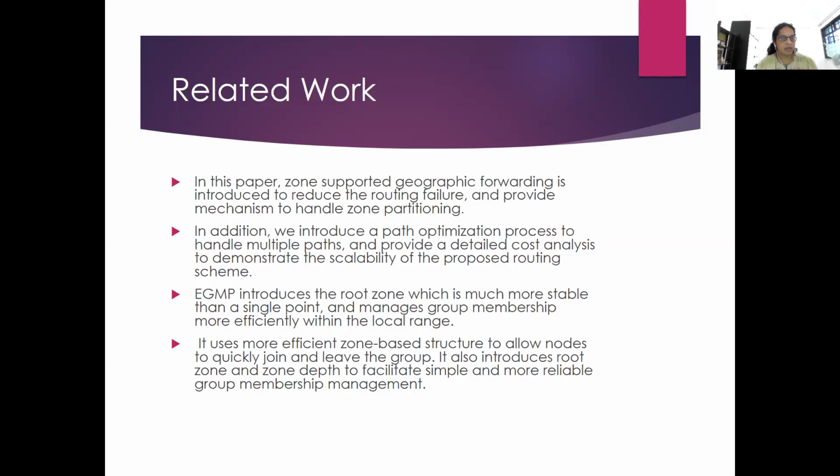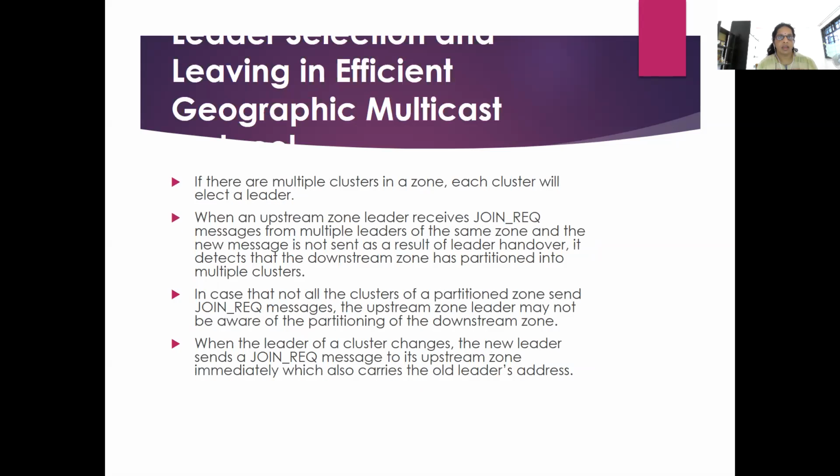EGMP supports scalable and reliable membership management and multicast forwarding through a two-tier virtual zone-based structure. To reduce the forwarding overhead and delay, EGMP supports bidirectional packet forwarding along the tree structure. That is, instead of sending the packets to the root of the tree first, a source forwards the multicast packets directly along the tree. Now, how an efficient geographic multicast protocol has been established.